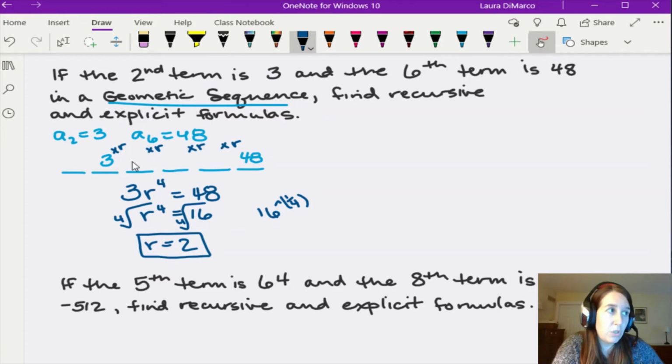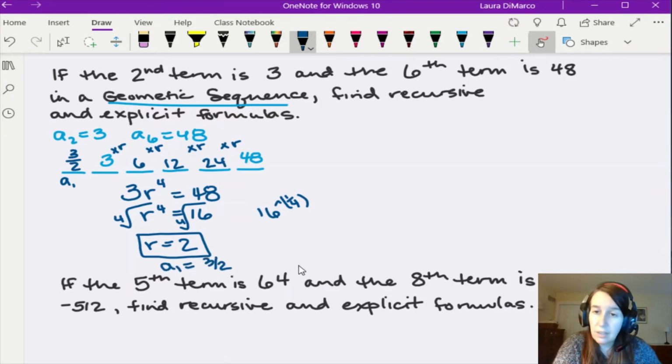3 times 2 is 6, times 2 is 12, times 2 is 24, times 2 is 48. Yes, it's right. We also now know a sub 1, the first term, because we would just divide by 2. So the first term must be 3/2. Okay, so a sub 1 is 3/2. Now that we know that, writing our formulas is the easy part, because we have all the information we need.